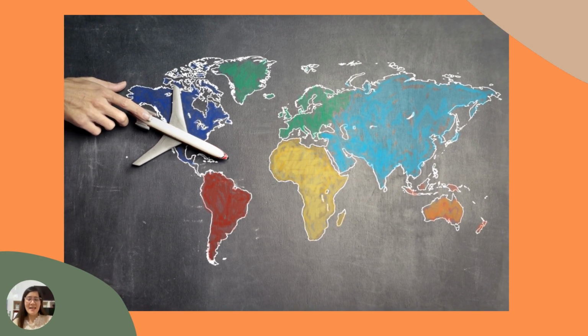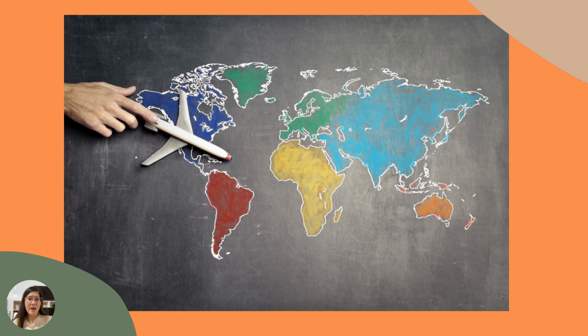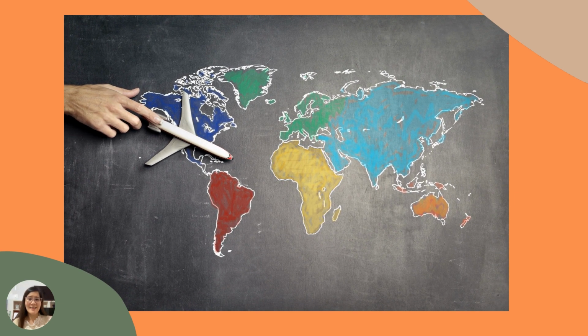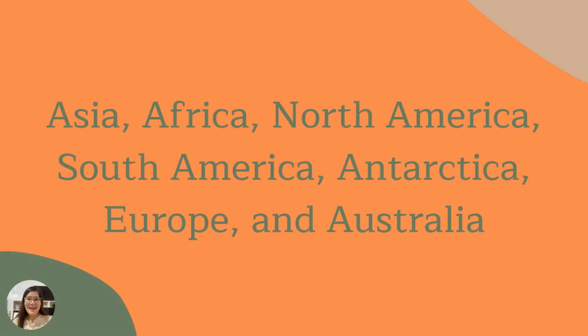However, a continent is a very large area of land. And the Earth has 7 continents. These are Africa, Asia, North America, South America, Antarctica, Europe, and Australia.